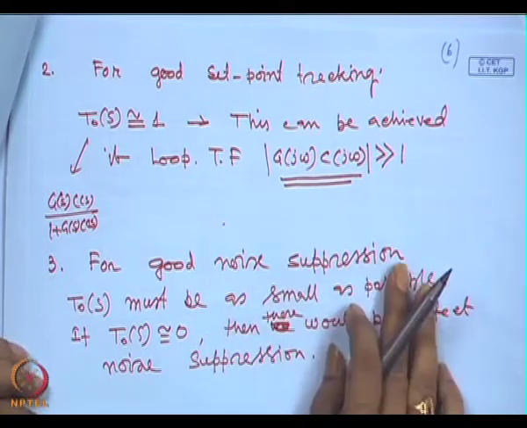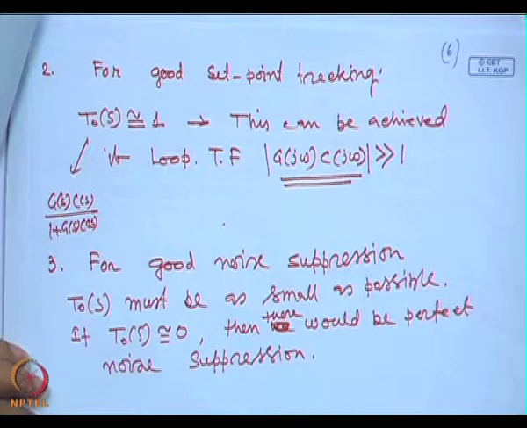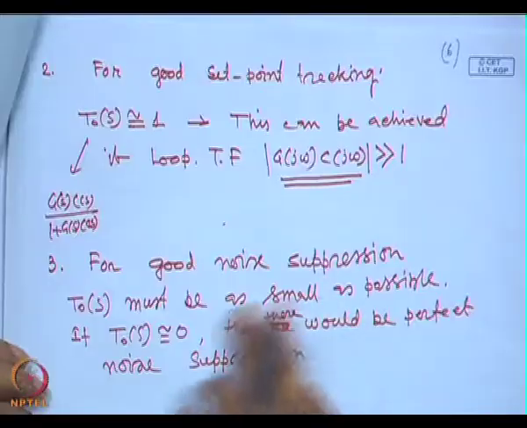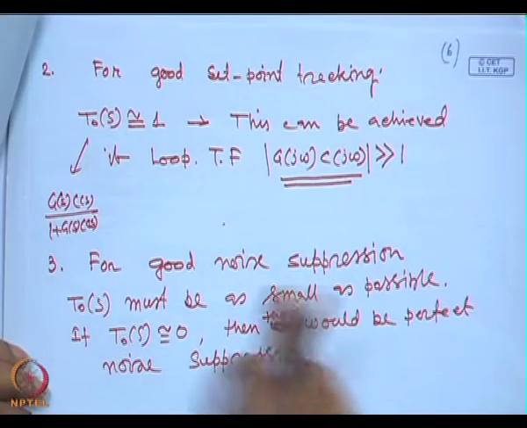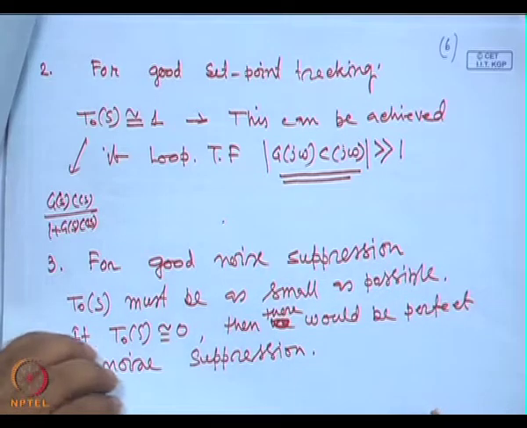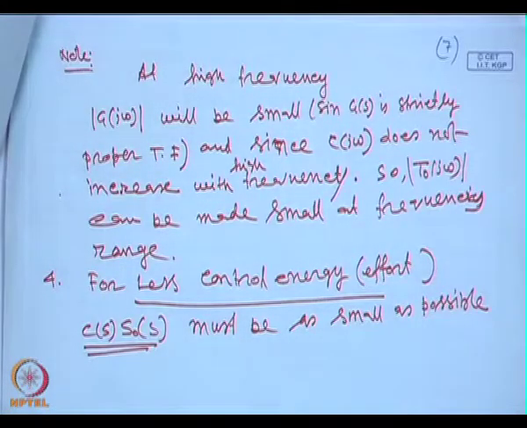Next is noise suppression. Noise means high frequency signal. At high frequency the loop gain is very small, tending to 0. So if you design the controller in such a way that T s 0 in the presence of noise is equal to 0, then noise will be suppressed.